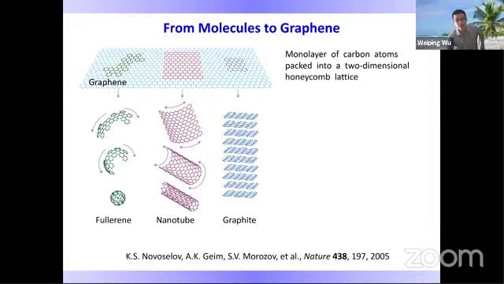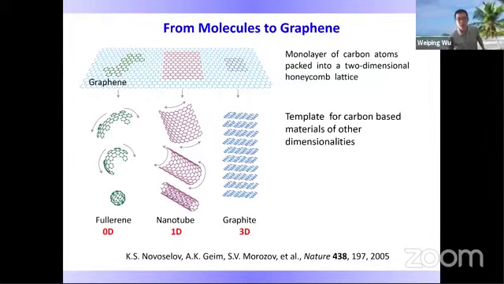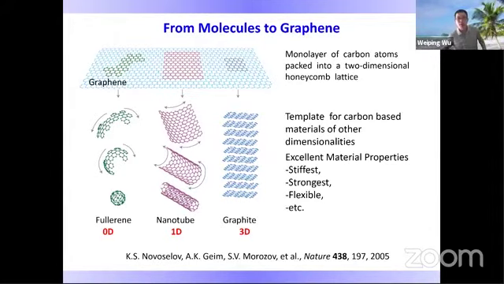The first reason is that it's a template for carbon-based materials. As you can see, a graphene single sheet can lead towards fullerene, nanotubes and graphite. Secondly, it has excellent physical properties, like mechanical, electronic and thermal properties. And thirdly, it has shown very interesting physics like the quantum Hall effect and spin-dependent transport, which can lead towards very fundamental physical study and spin-based electronic devices.